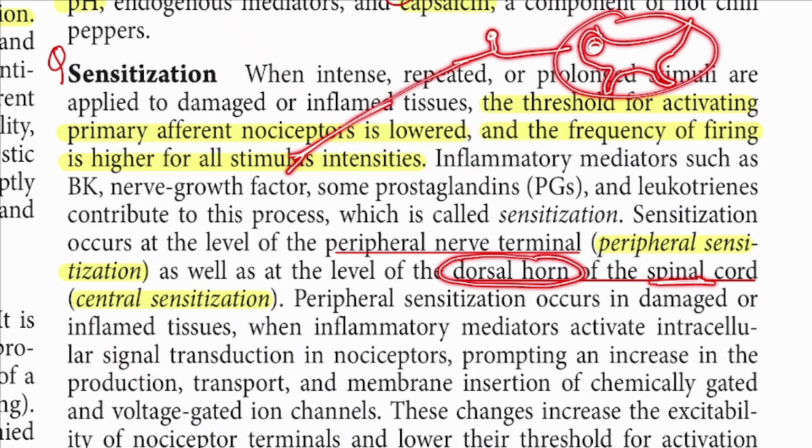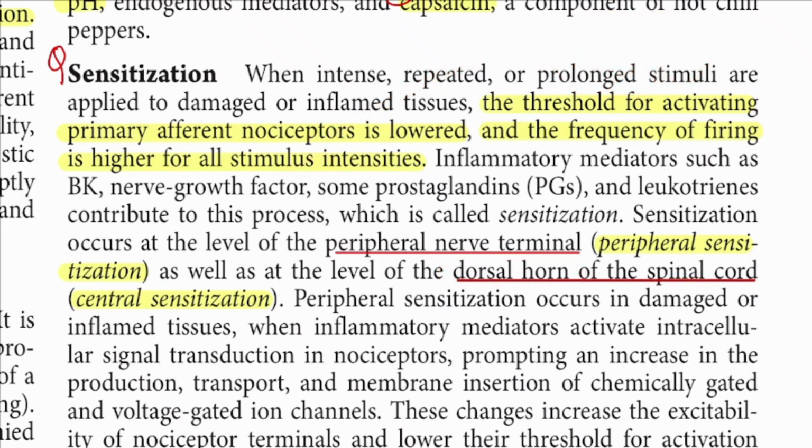This is the peripheral nerve. Here it will happen. This is the dorsal root ganglia. This is the peripheral nerve. Here will happen sensitization. These two are the sites of sensitization, right?